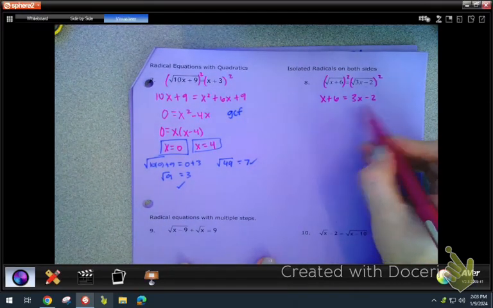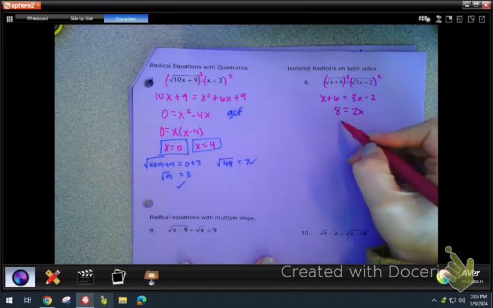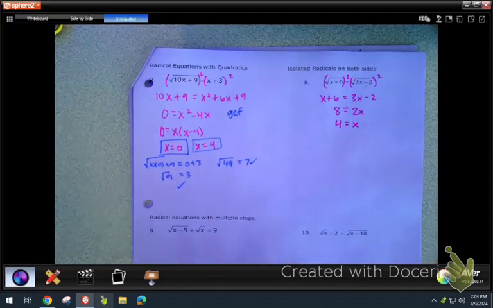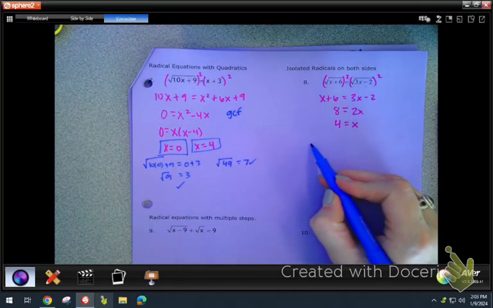So this is just a really easy algebra 1. Subtract this over. This is 2x. Add this over. This is 8. Divide. X equals 4.